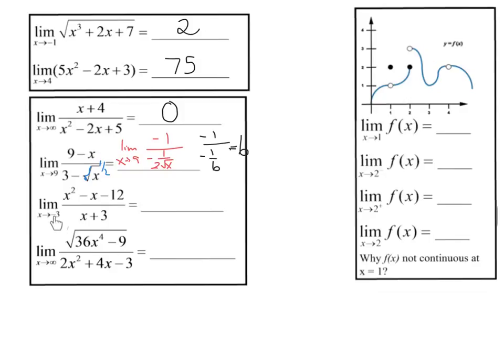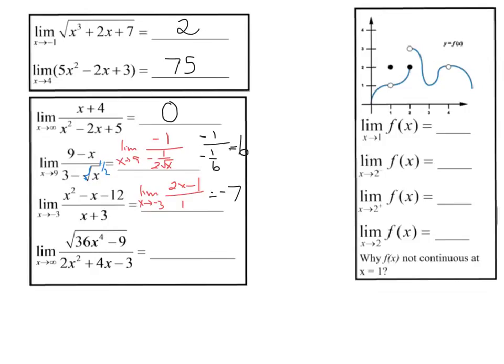Next, if I plug in -3, I get 9 minus -3, which is 12, minus 12, so I get 0 over 0. So again, we use L'Hopital's rule. So we've got the limit as x approaches -3, 2x minus 1, and 1. And I plug in -3 to that, and I get an answer of -7.